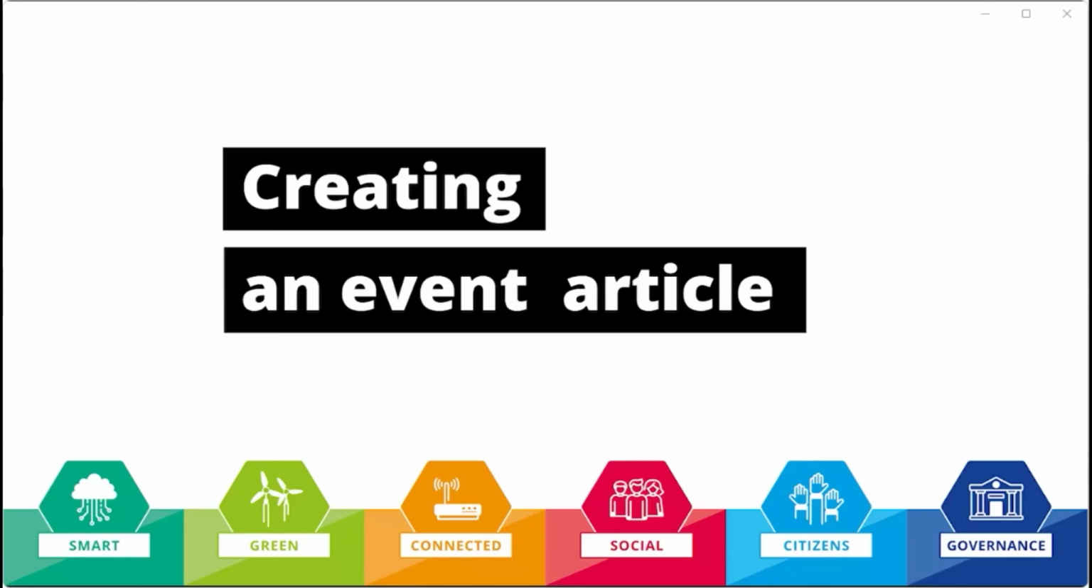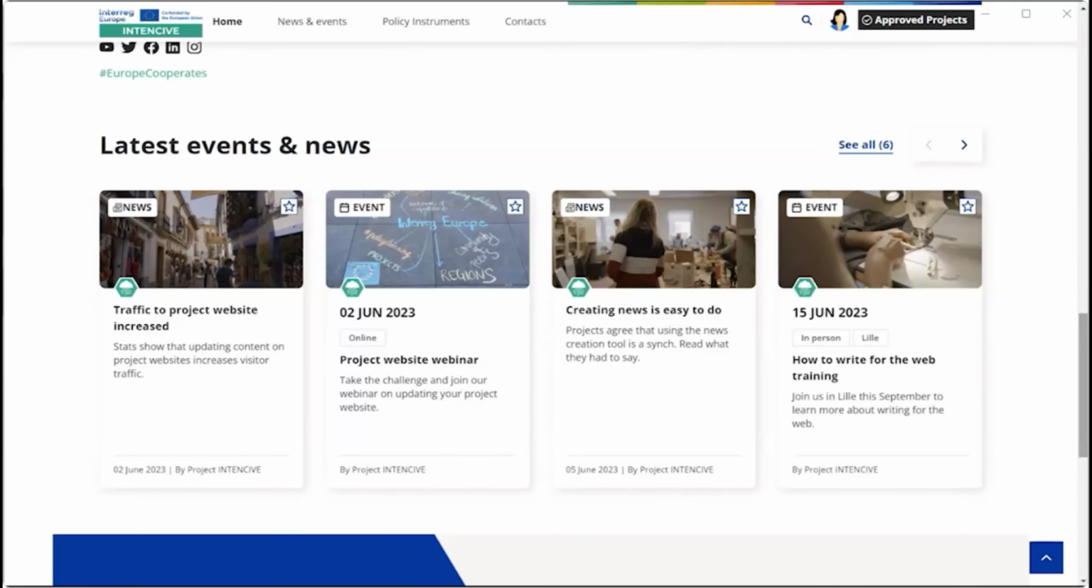Creating an event article. Imagine you have a stakeholder meeting coming up in a few months, and you need to know how many people are coming so you can book a large enough meeting room and order enough sandwiches. Instead of adding a news article to promote your meeting, why not create an event article? This is because the template is specifically designed to give people the practical information they need to attend.